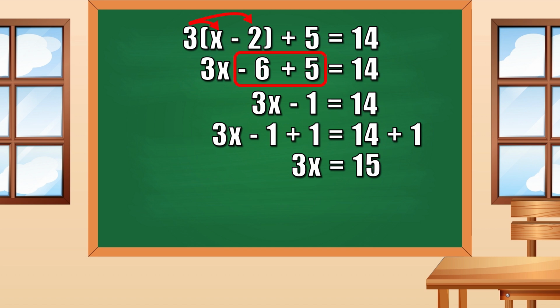Finally, we need to eliminate the coefficient, and we will do that by dividing 3 on both sides of the equation. 3x divided by 3 is gonna be x, and 15 divided by 3 is 5. So that's your answer. x is equal to 5.